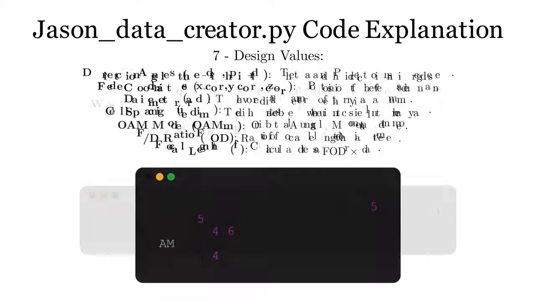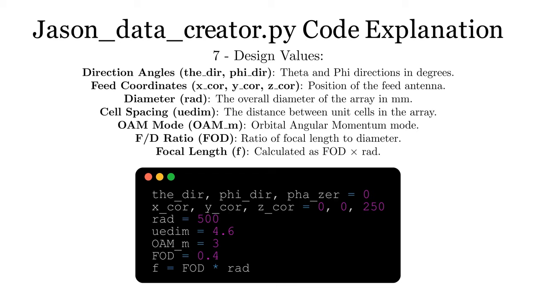Step 7. Example values. Direction angles, theta_dir, phi_dir, is for theta and phi directions in degrees. Feed coordinates, x_cor, y_cor, z_cor, position of the feed antenna.